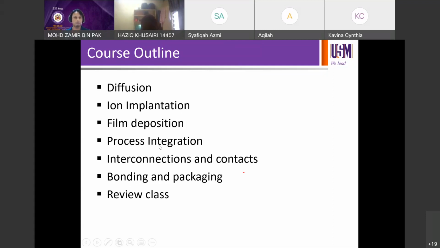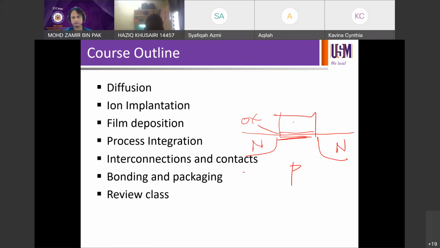Okay, so then followed by process integration, where you have to oversee the whole processes involved in the fabrication of your device. And then interconnects and contacts. Okay, we need to print all the transistors. If you can recall, last time we learned about CMOS. If you talk about N type, you're going to have a channel here, your oxide here, and you have your polysilicon here, your gate, right?